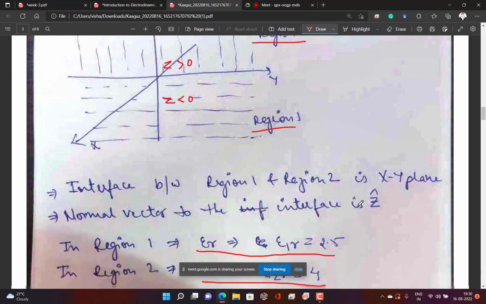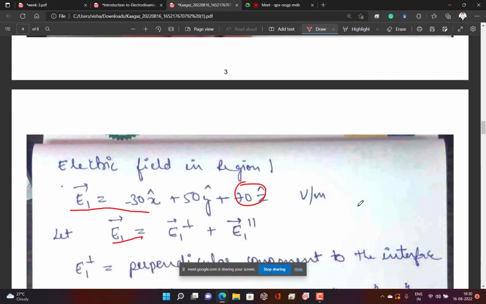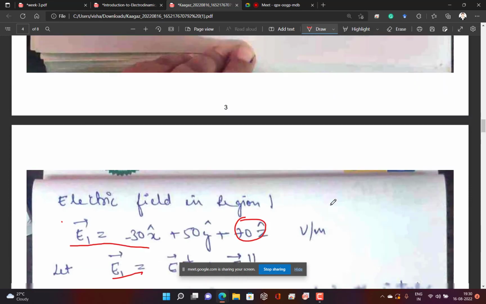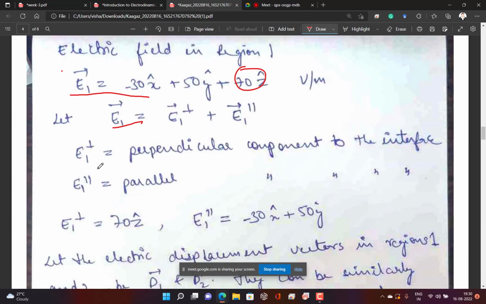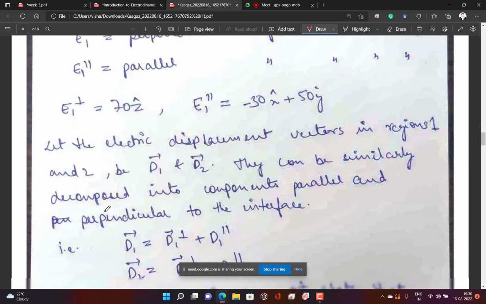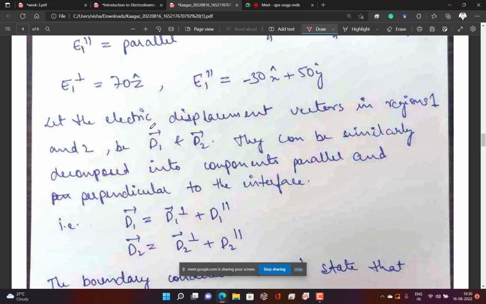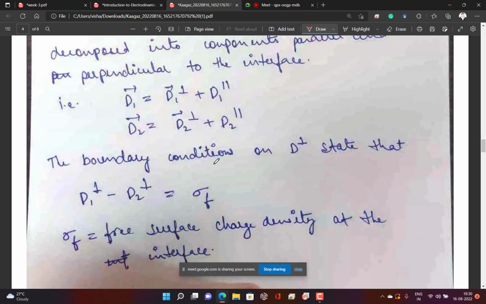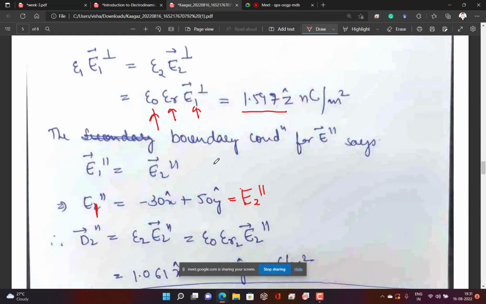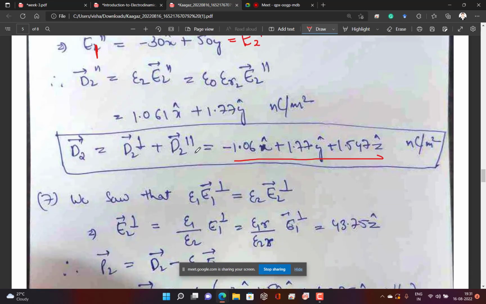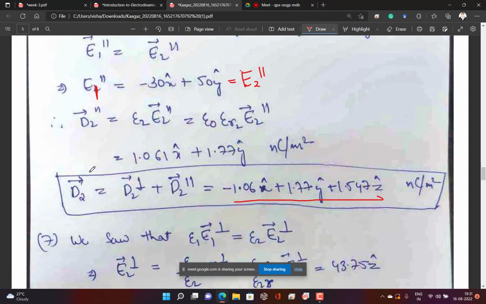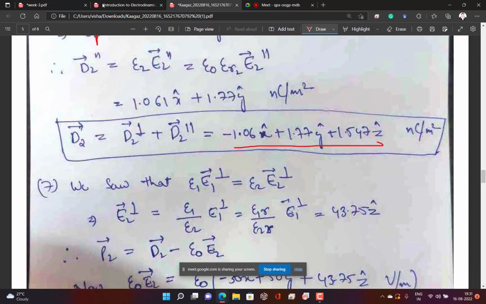So first, what we did was we defined E1 and E2, the perpendicular and parallel components for electric field intensity. Then we defined the electric displacement vectors. Then we put all these in the boundary conditions. From there we found the values and then we got the displacement vector from the boundary conditions. Now I will go ahead.